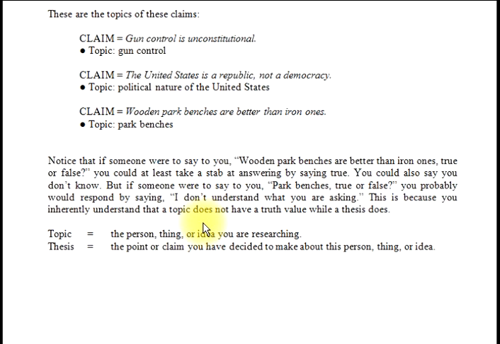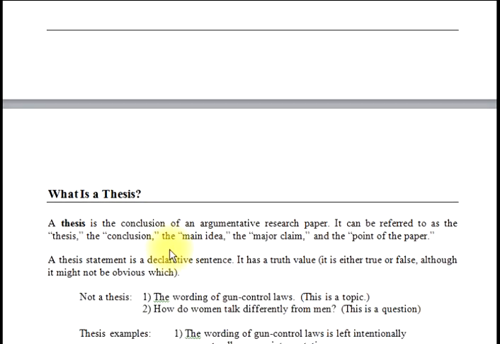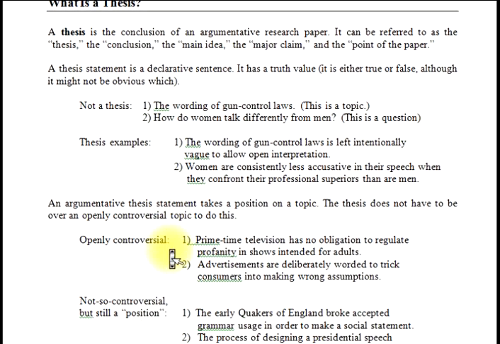Just remember that the topic is really the person, thing, or idea you are researching. It could be more specific than that, but it's really going to be just something that you're researching. The thesis is the fact that you're trying to prove, or the claim you are trying to support about that something. All right. So let's take a closer look at theses, and I have some information down here for this.